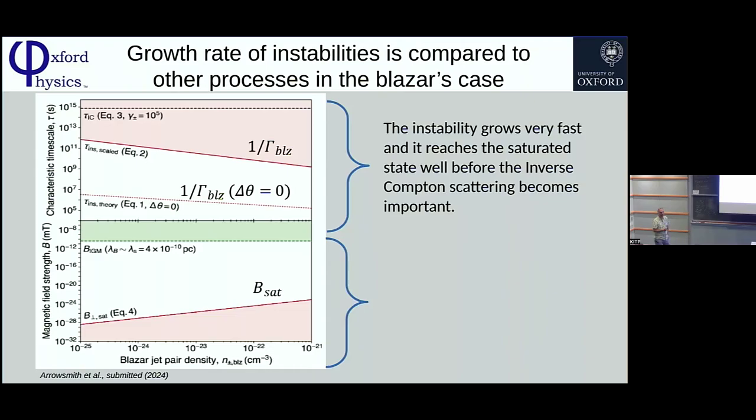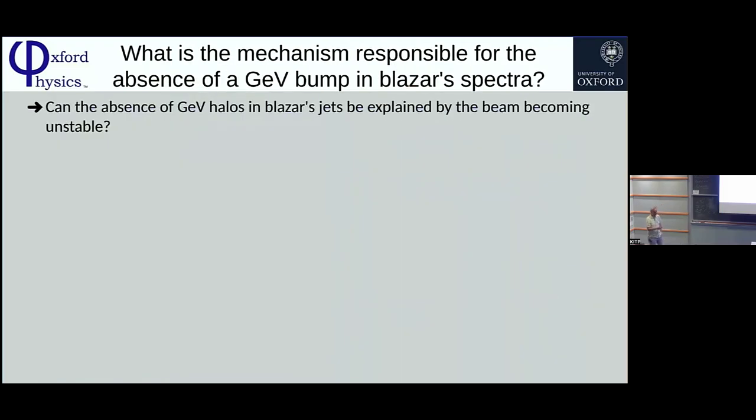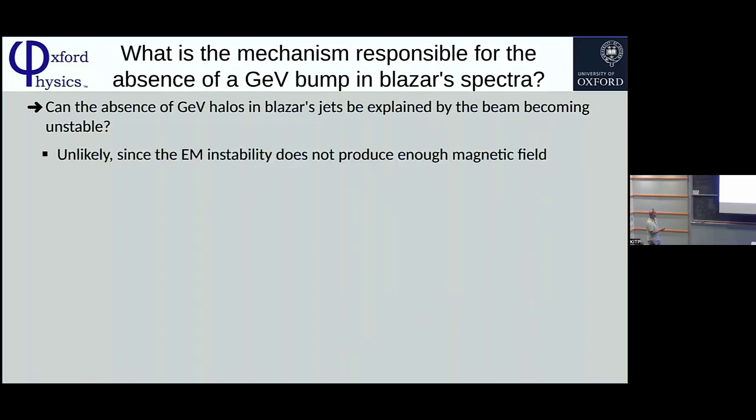But the problem is that even though the field grows very fast, the saturated field that we predict is much smaller than the field that you would need to explain the absence of a GeV peak in the data. So now the conclusion is, what can we say about the GeV halos in blazars? It's unlikely that they can be explained by beam plasma instabilities.